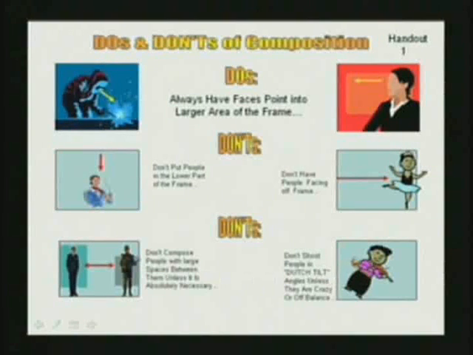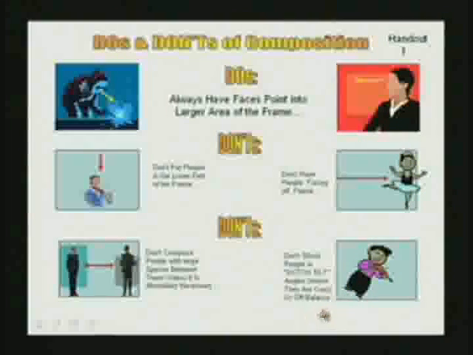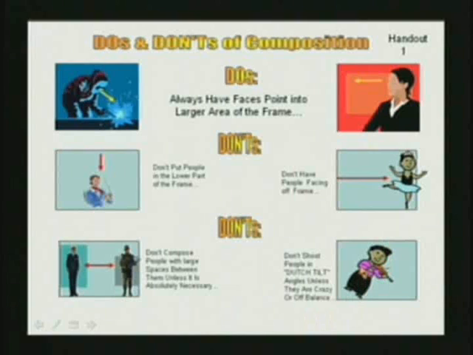The other don't in composition is what you call the Dutch tilt. The Dutch tilt, where you tilt the camera. You do not want to be doing Dutch tilts. Dutch tilts basically make somebody look like they're off balance or crazy.